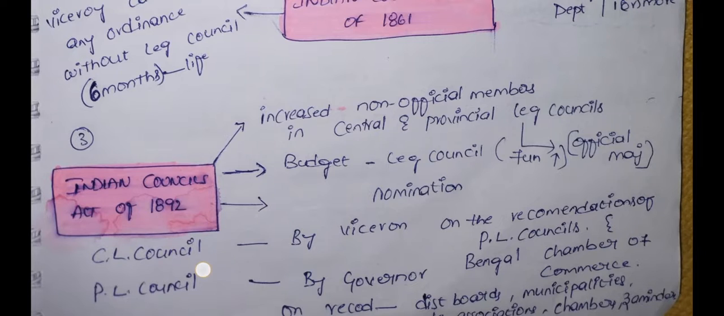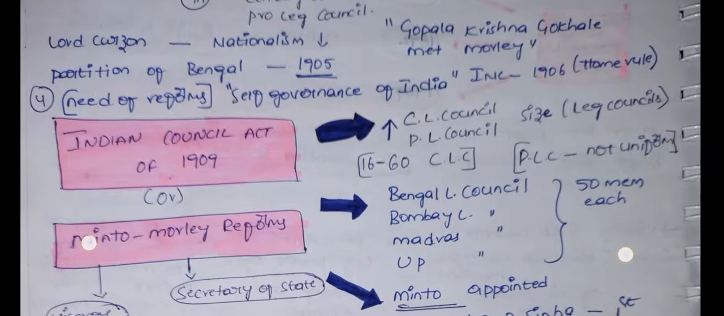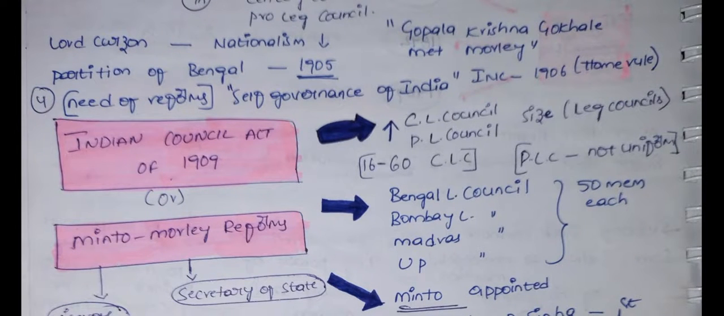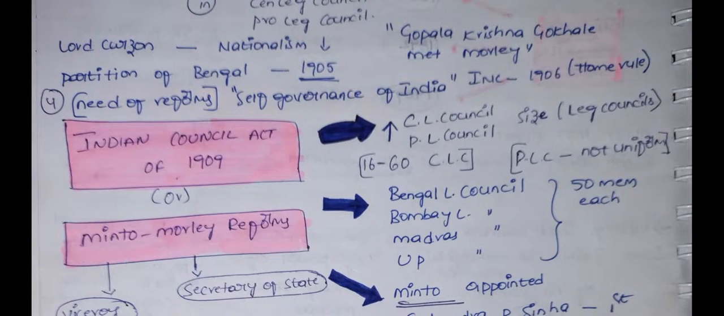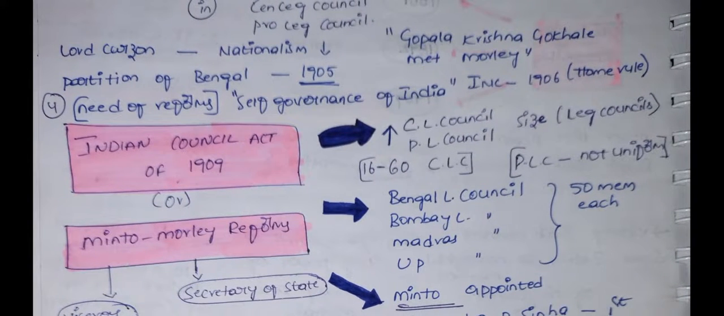So to decrease the nationalism of India, Lord Curzon, Viceroy of India, announced a partition of Bengal. In that time, the Indian National Congress was against this partition of Bengal, and wanted self-governance of India. The Indian National Congress said we need reforms from the acts. So in that time, Gopal Krishna Gokhale met Morley to discuss reforms for the convenience of the government in India.